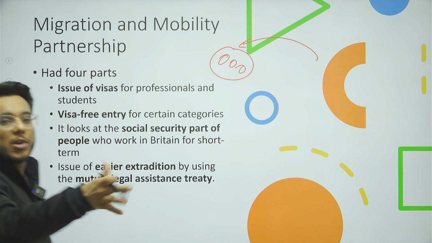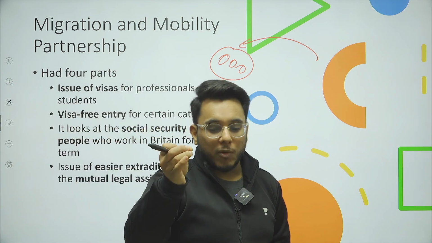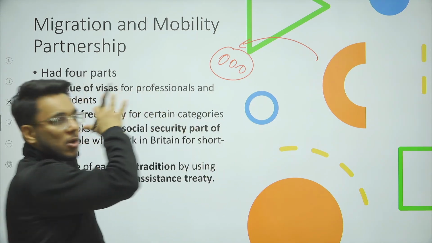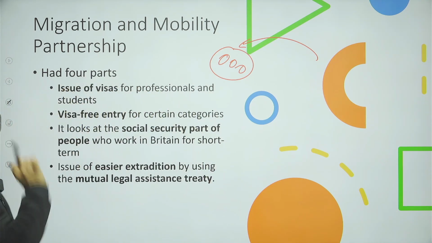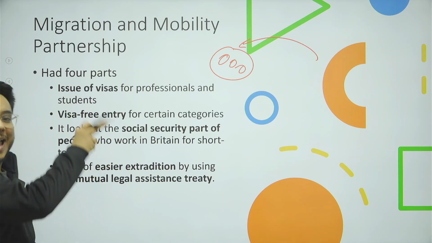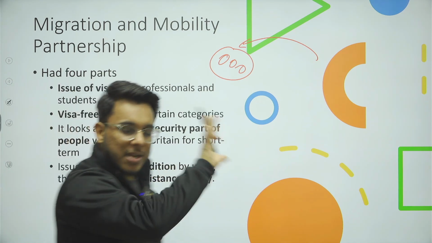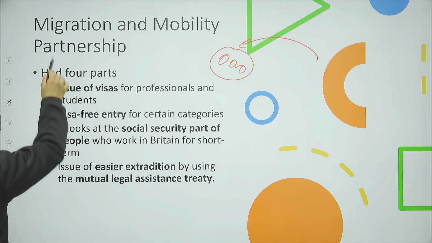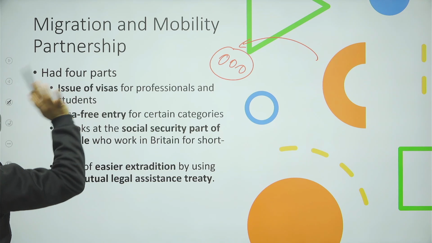Now, when we talk about Europe, a large number of Indians are overstaying in Europe. And in order to send them back, to deport them, the European countries want to sign migration and mobility partnerships. So we signed an MOU with the UK in 2021 and with Austria, we have signed it now. This migration and mobility partnership has 4 parts.